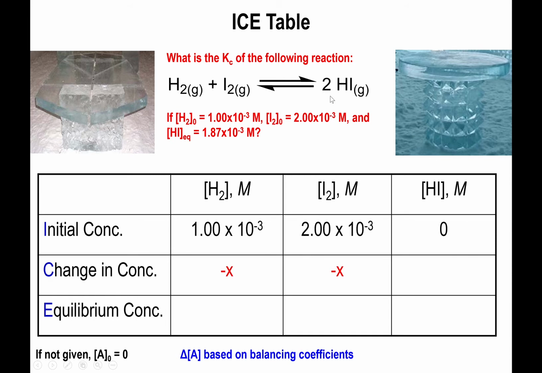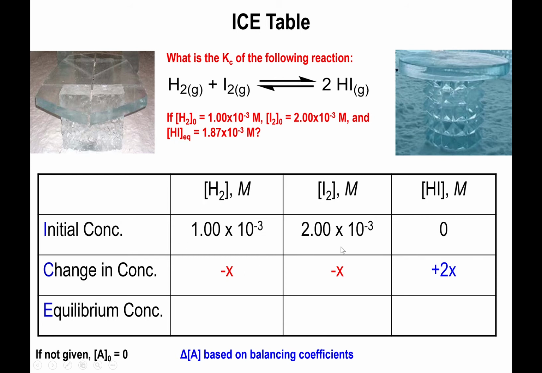And since we don't know the extent of that coefficient, we're simply going to use x's to symbolize that extent. But you have to keep the proportions correct, right? So if the balancing coefficient is 1 for H2 and I2, then you're going to subtract x, 1 times x, from each one of them. On the other hand, for HI that has a coefficient of 2, you're going to have to add 2x because the amount by which HI is being formed is twice as much as the amount of H2 or I2 getting lost.